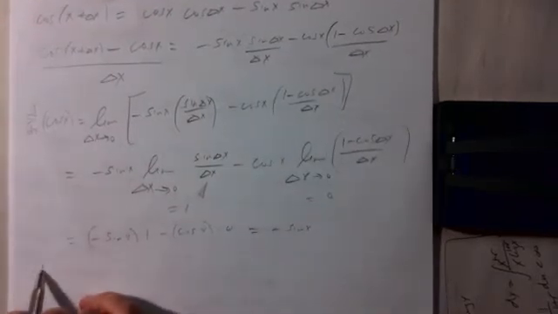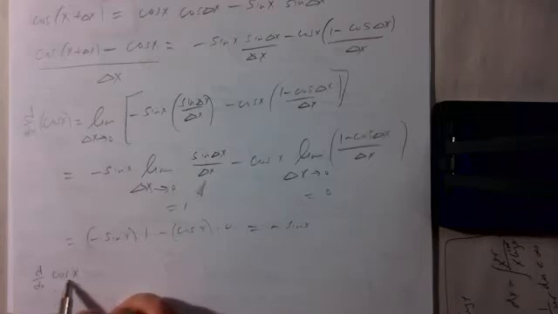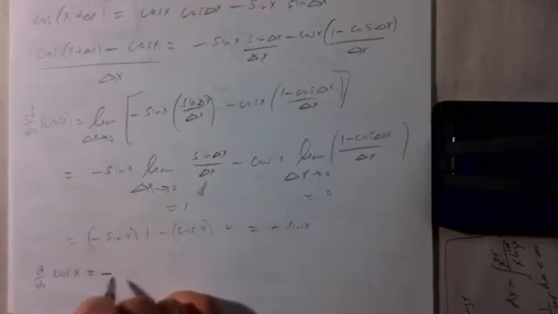So I've just proved again the differentiation rule for the cosine. The derivative of the sine is the cosine. This is really very important because it's easy to forget. The derivative of the cosine is not the sine, it's minus the sine.